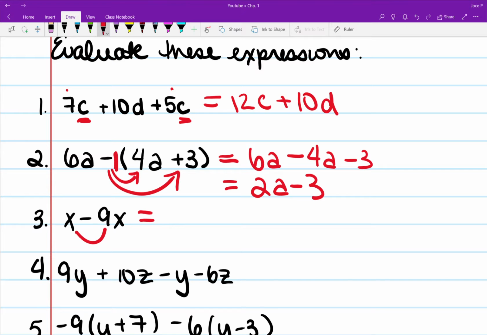X minus 9x. Oh, x and 9x are like terms. So now we're just going to have negative 8x.